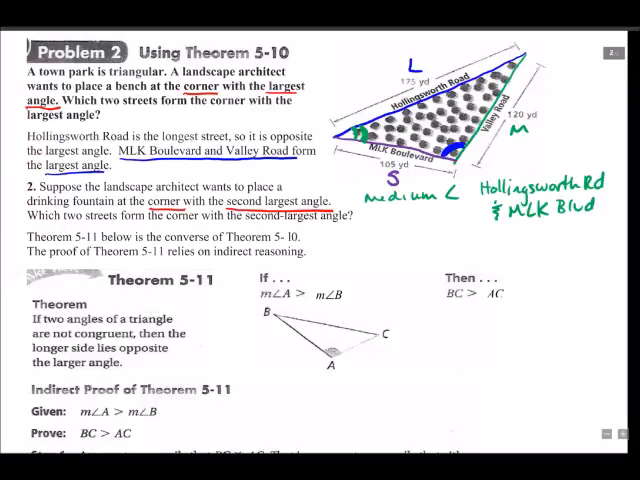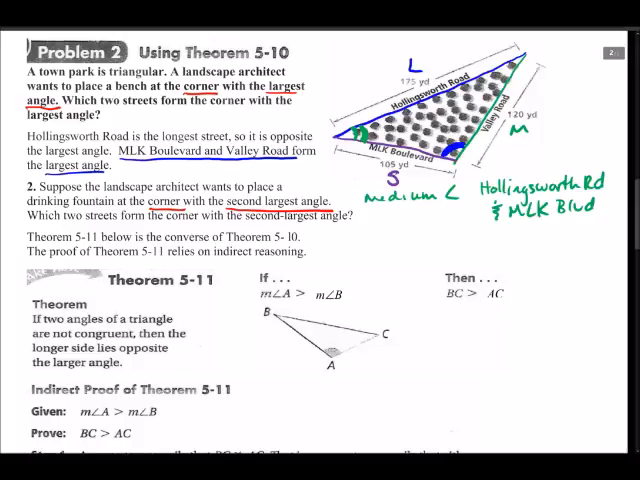Okay, this one was pretty easy. We want to put a drinking fountain at the corner with the second largest angle. So that's our medium angle. Where's the medium angle? It's opposite the medium side. Our medium side was Valley Road, so we go opposite of that, and that happens at Hollingsworth Road and MLK Boulevard, where those two intersect.